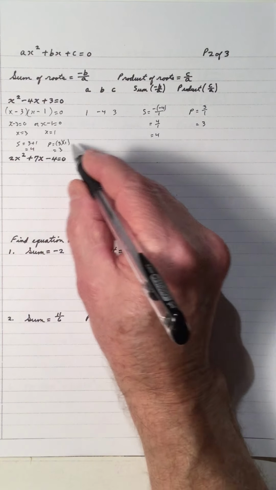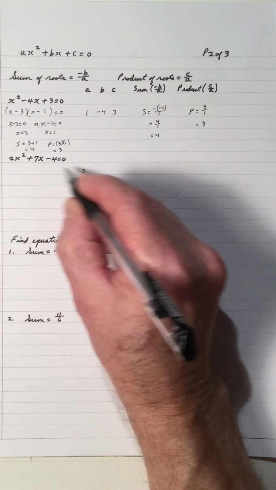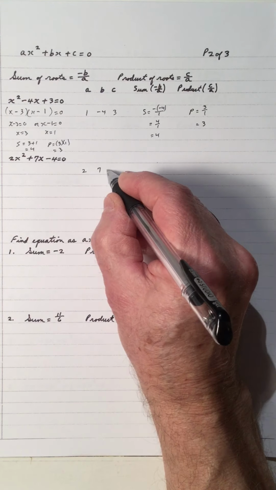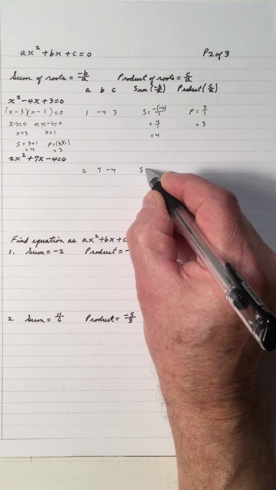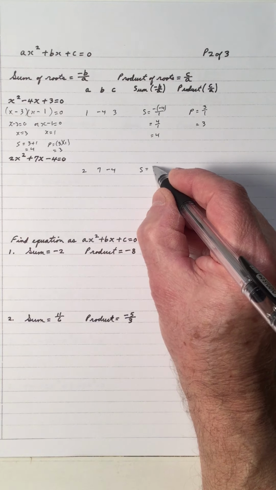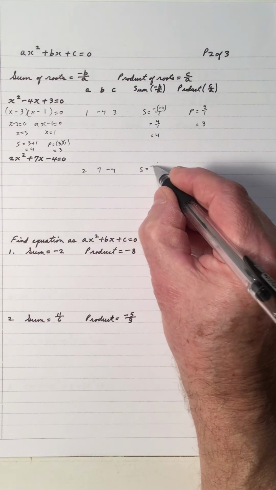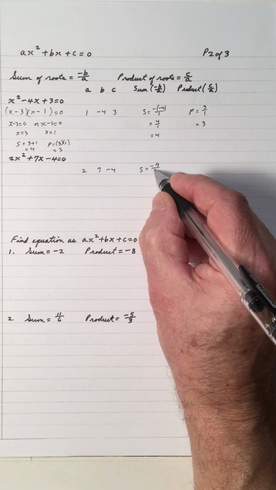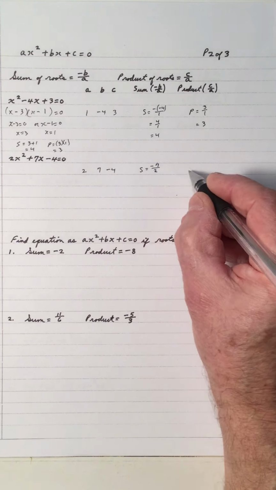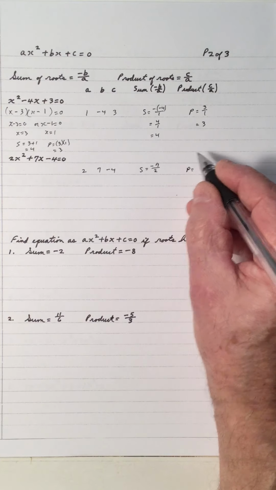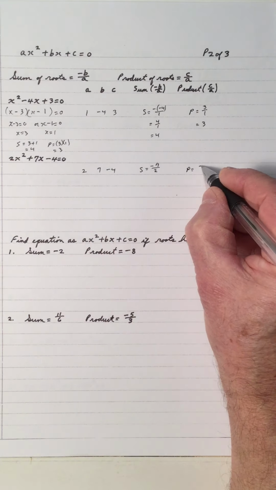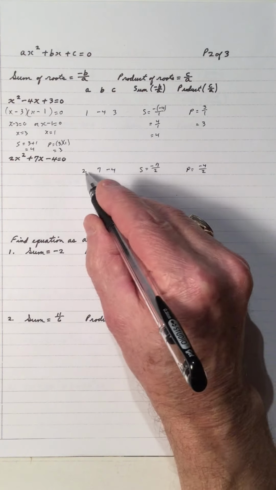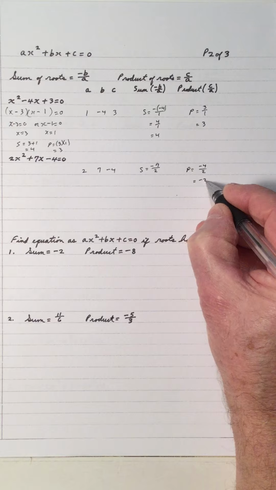And also here, look at this one. a is 2, b is 7, c is negative 4. So the sum is negative b, so b is 7, so it's negative 7 over a. So the sum of the roots is negative 7 over 2. The product of the roots is c over a, so that's negative 4 over 2. c is negative 4, a is 2, so the product is negative 2.